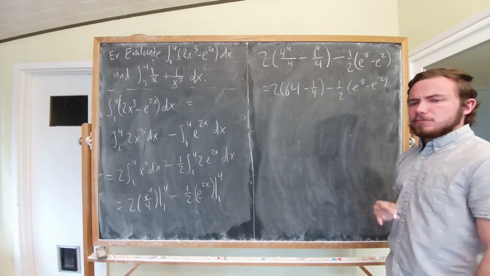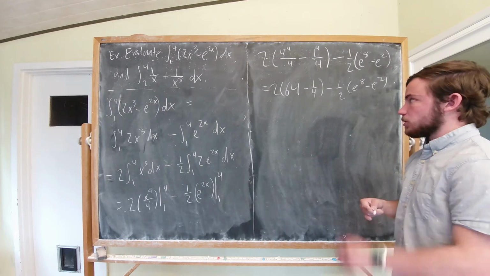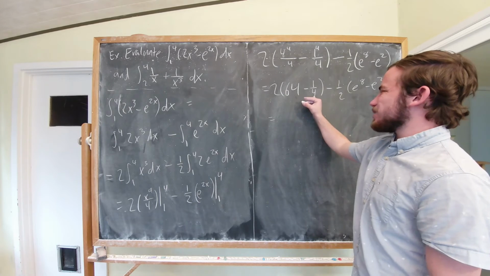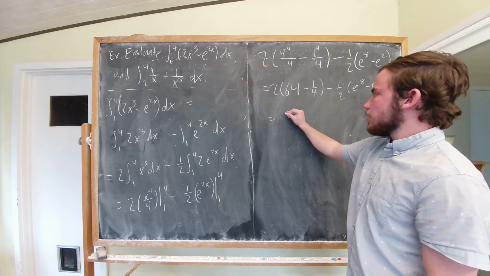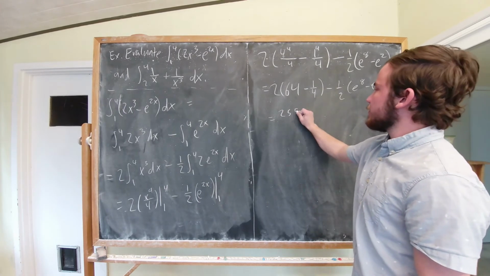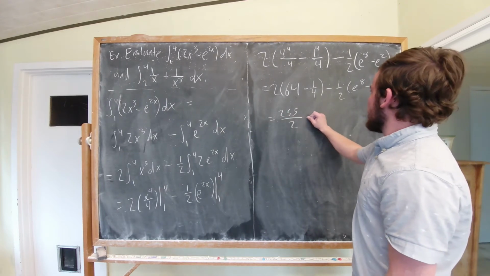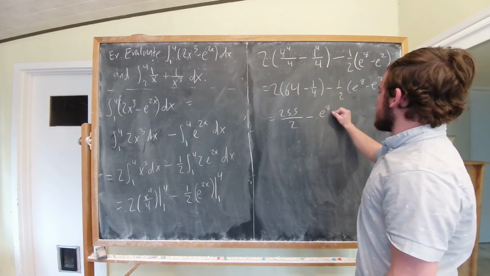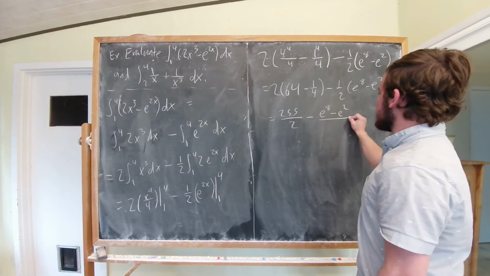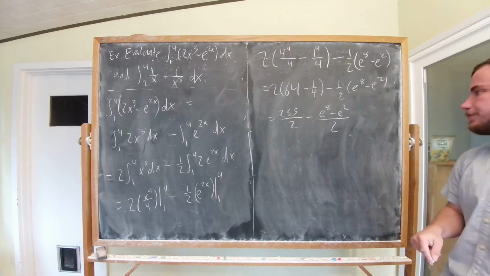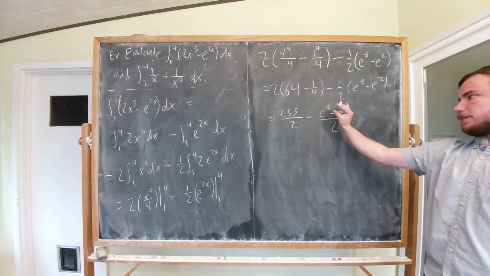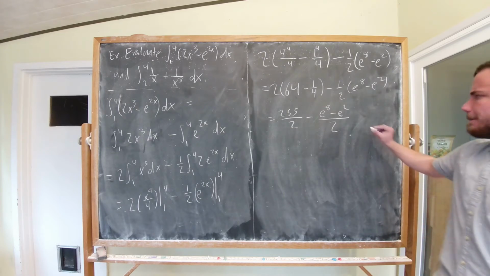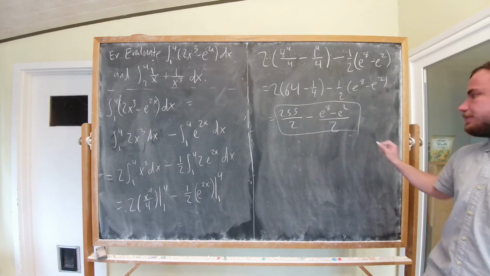These can't actually play together nicely. Doesn't work. So this becomes 128 minus 1/2, which is 255 divided by 2, minus e to the 8th minus e squared divided by 2. If you want, you could put a plus and then flop those around. Still will be minus there. Okay, that's our final answer.